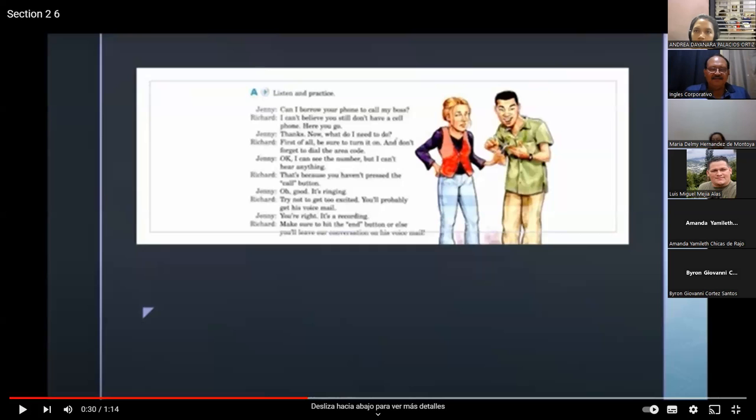Usually the cell phone, right? The cell phone is something very personal now. Because now in a cell phone, you have bank accounts, emails, private things. So then you can say, you cannot let people use your phone. You can borrow to make a call, it's different. Okay, any other question about vocabulary?